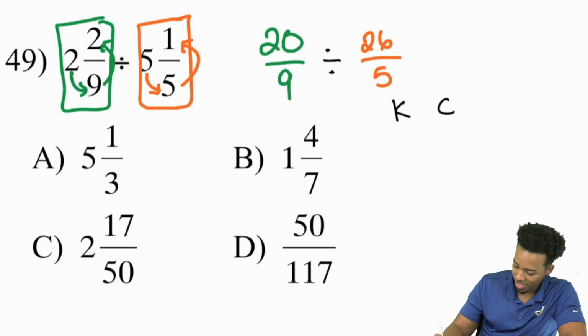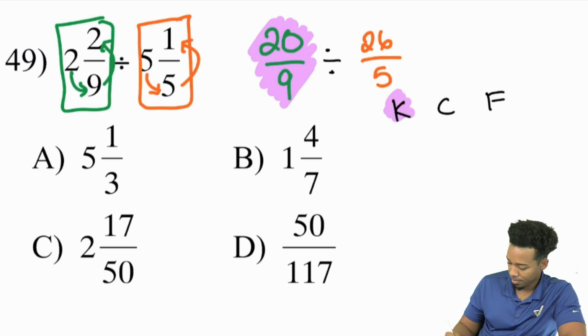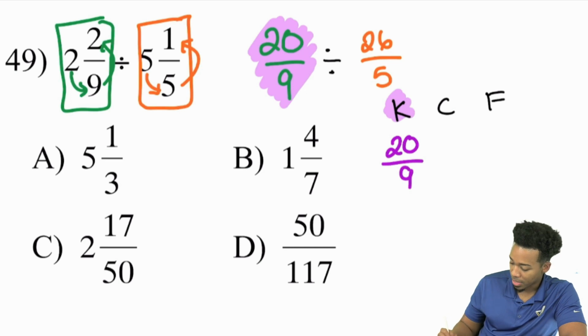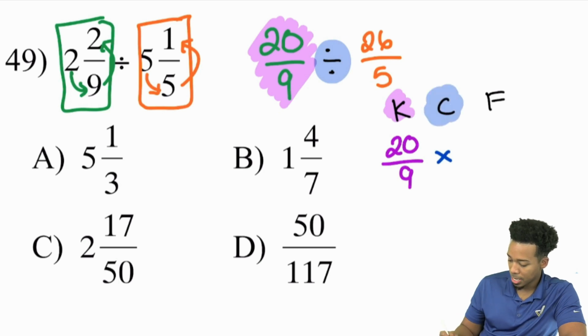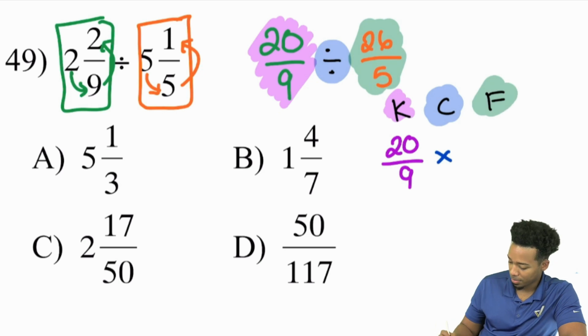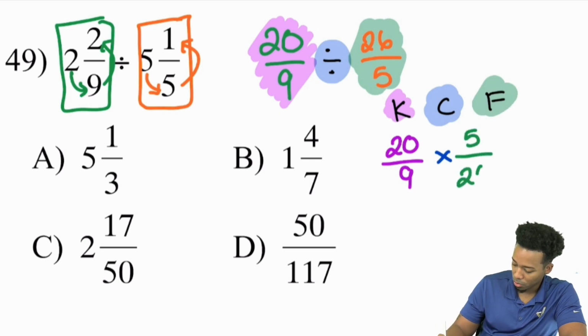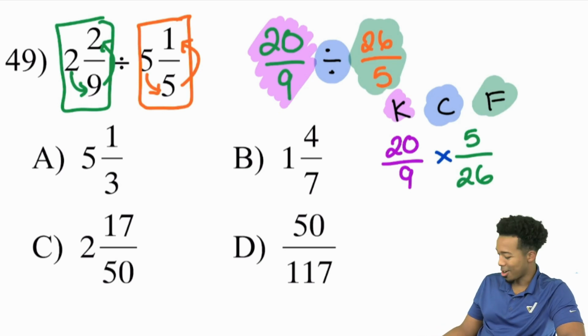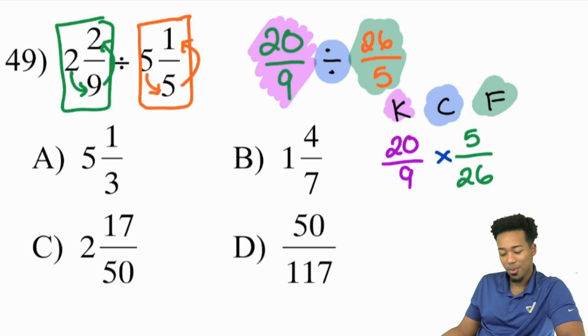Keep, change, flip. We're going to go ahead and keep this one here the same. So we have ourselves 20 over 9. Then we're going to change the operation from division to multiplication right over there. Then we're going to flip and move forward from there. Flip that to get us over here, 5 over 26. And there we have it. So from here, we're going to go ahead and multiply.